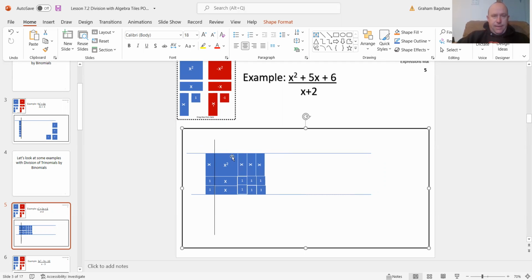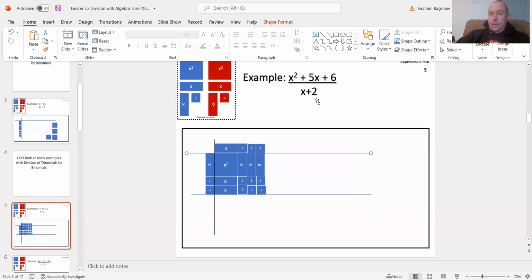So by looking at this length here, I can see that this will be x. We, of course, know x times x is x squared as well. And also, just by looking at this here, I can see that this would be my little squares. 1, 2, 3. So actually, my missing factor for this question then would be x plus 3. So that's the kind of aim that we're looking for.